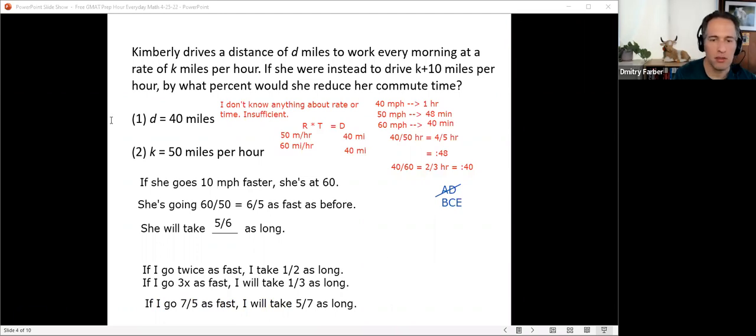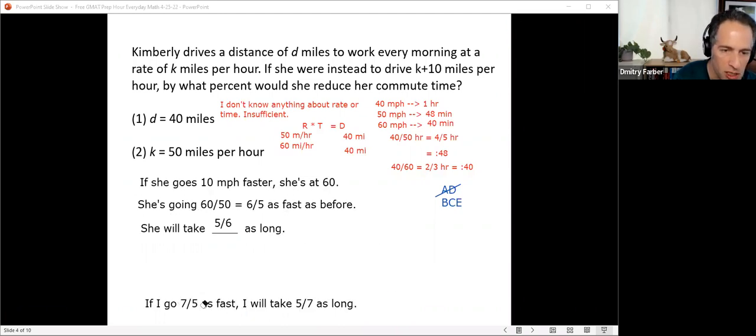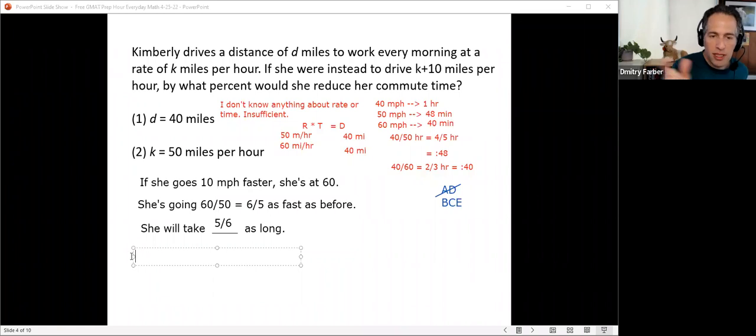And this gets to, I think, one of the most central areas of trouble for a lot of folks taking the GMAT: when they're dealing with, say, percent change, they treat these as identical. They say, oh, if I go 20% faster, I will take 20% less time. And that's actually just never true. The percent up and percent down never match, because we're dealing with reciprocal fractions, right?